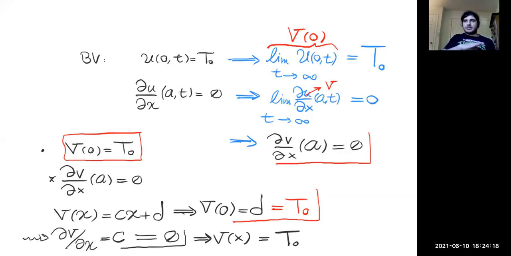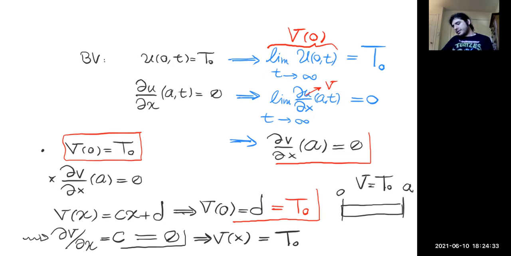This is a constant function. It doesn't change anywhere along this rod. So along this bar, everywhere from 0 to a, v is equal to the constant t naught. So this is our steady state solution. Is there any question here from this page? Is everything clear how we compute this steady state condition? Okay, great.